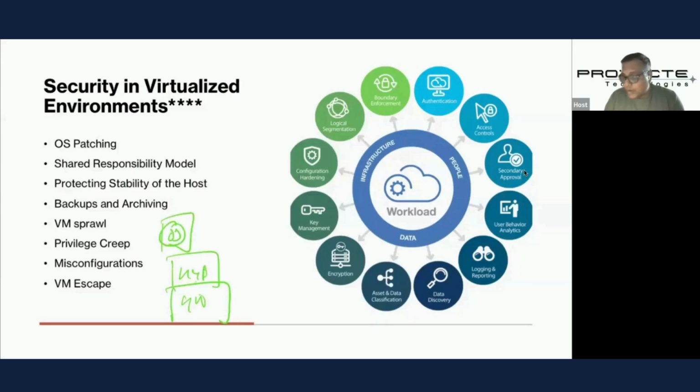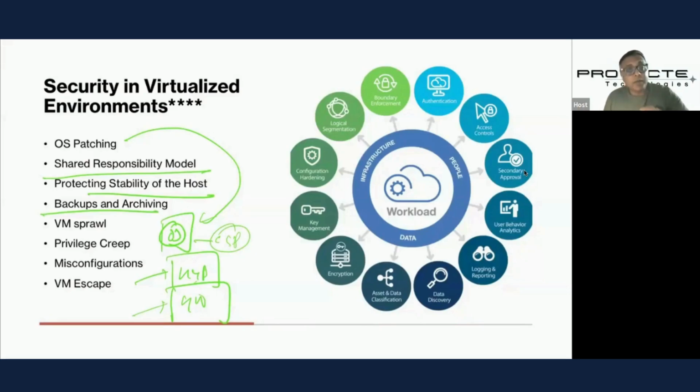This is infrastructure, so you have to patch the OS. Nobody else is going to patch the OS. Patching of the hypervisor and hardware is the responsibility of the cloud service provider, but your responsibility is to patch the OS. It's a shared responsibility model. Stability of the host is the responsibility of the cloud service provider, because you don't have access to the underlying hardware. So stability has to be provided by the cloud service provider.